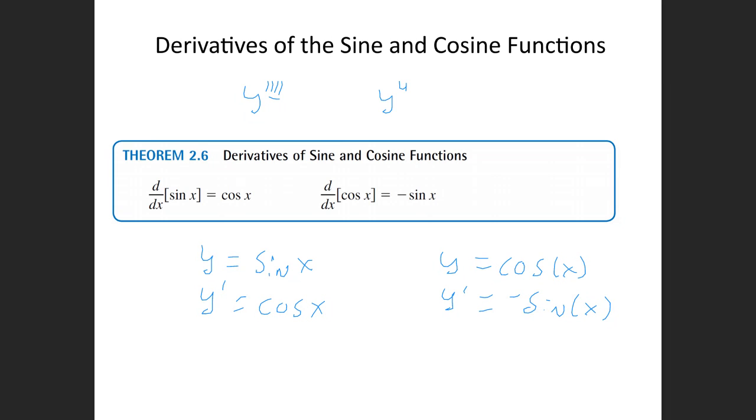So what if I asked you for y double prime of sine of x? Okay? So what I do is I always look at it. The derivative of sine of x is cosine of x, right? So that's y prime. So that means I want to take one more derivative. So I've got to take the derivative of cosine of x, right? Because that'll give me my second derivative. So my second derivative is negative sine of x. Boom.